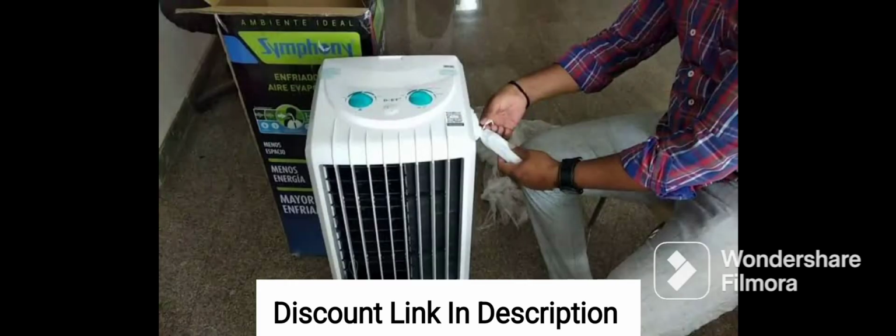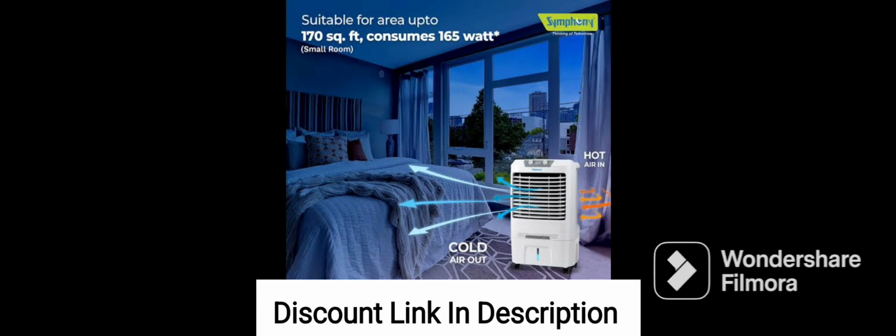Mobility. The Movicool L125 has wheels that make it easy to move the air cooler from one room to another. Dimensions. The air cooler measures 64.5 cm by 56.5 cm by 142.0 cm LXWXH. Overall, the Symphony Movicool Desert Cooler 125L Gray Model Movicool L125 is a powerful and efficient air cooler that can provide effective cooling in large rooms.